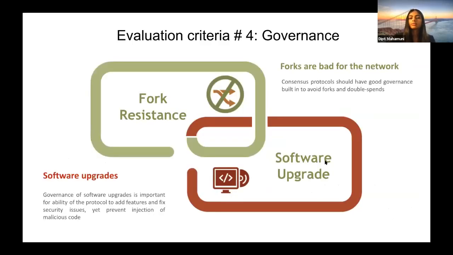Next, I looked at governance. So first of all, forks are bad for the network. They can create multiple sources of truth and in return, they can reduce the trustworthiness of the network. Some consensus algorithms just can't avoid forking due to network latency and miner behavior. And this can even allow for a double spend attack to be launched.